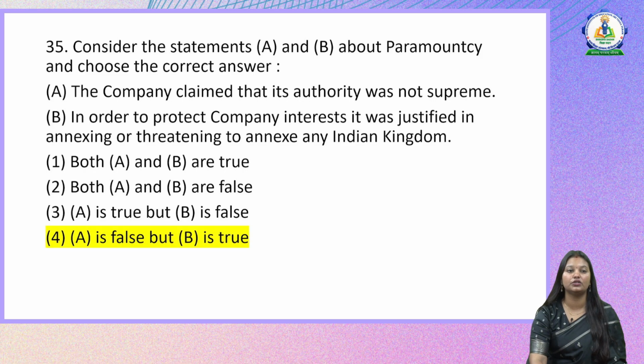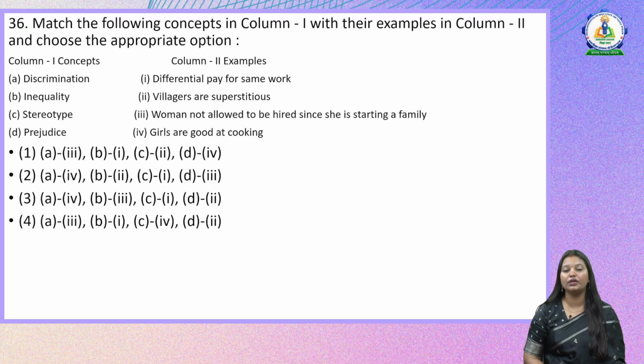Moving on to the next question. Match the following concepts in column 1 with their examples in column 2 and choose the appropriate option. We need to match the concepts with the examples here. Discrimination, inequality, stereotype and prejudice are the four concepts given, and the examples are differential pay for the same work, villagers are superstitious, women not allowed to be hired since she is starting a family, girls are good at cooking.